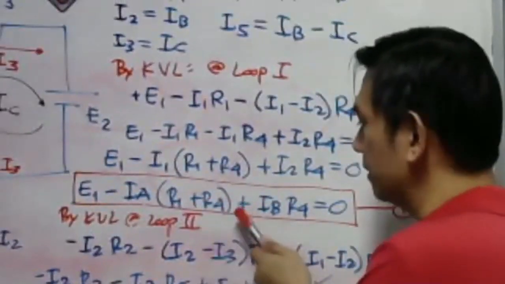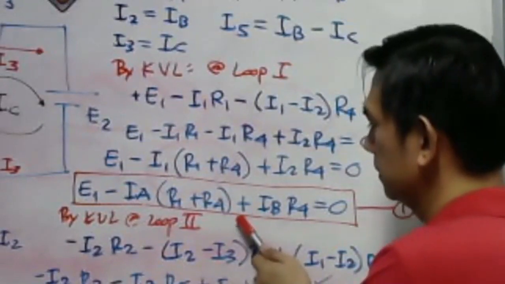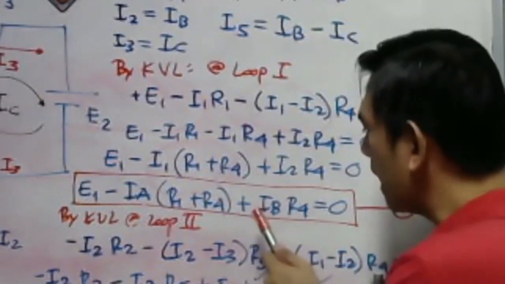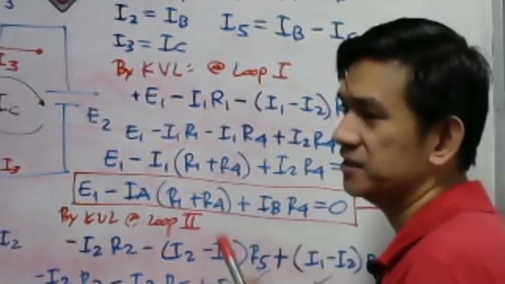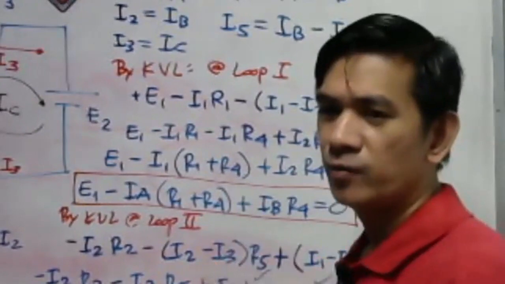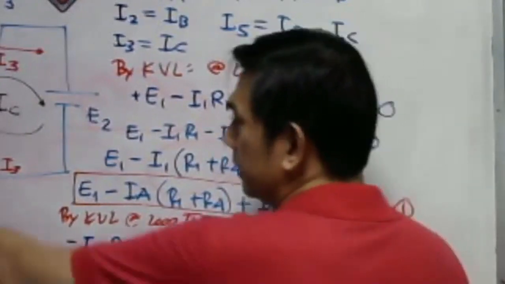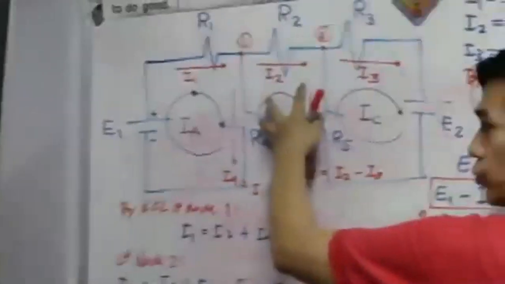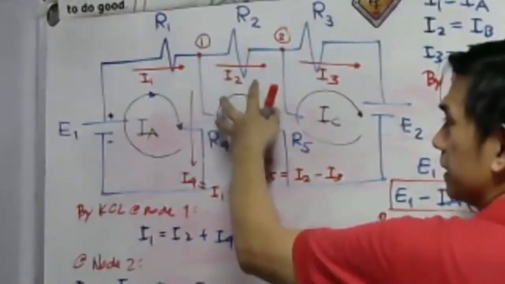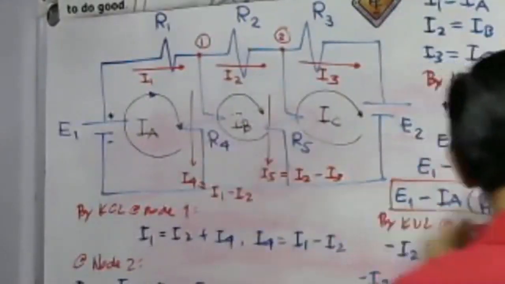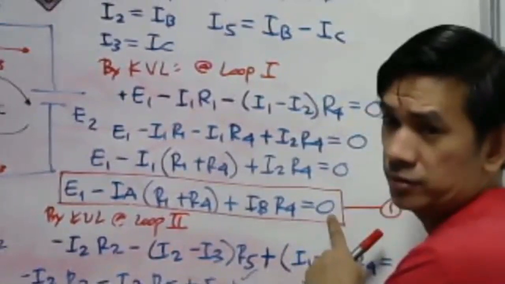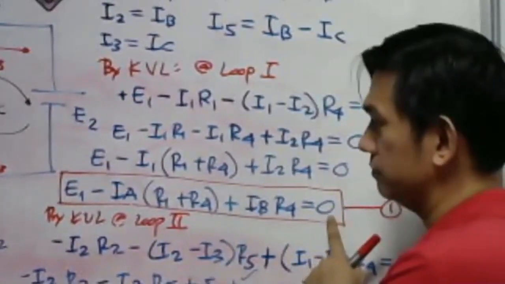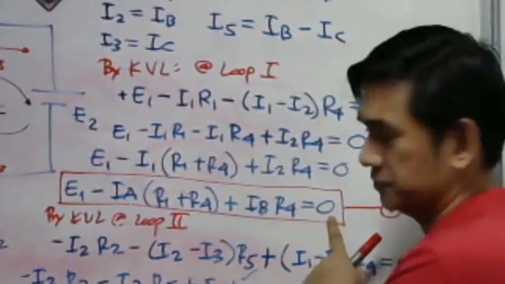And then you have to add the product of the loop resistance of the adjacent loop. Meaning the neighboring loop. What do we mean by adjacent loop? If this is loop 1, this is loop 2. And the circulating current for loop 2 is our I sub B. So this is I sub B, then multiplied by R sub 4. That's equal to 0. Of course, you have to equate to 0 because that is based on the KVL.